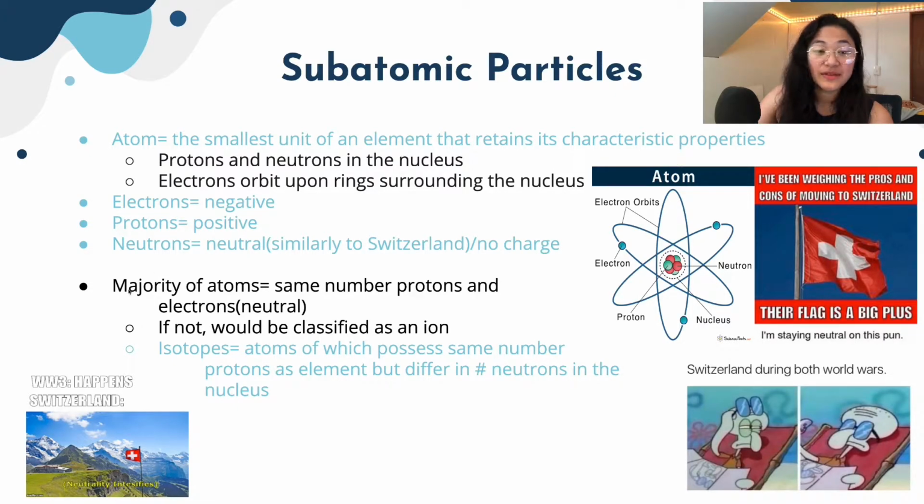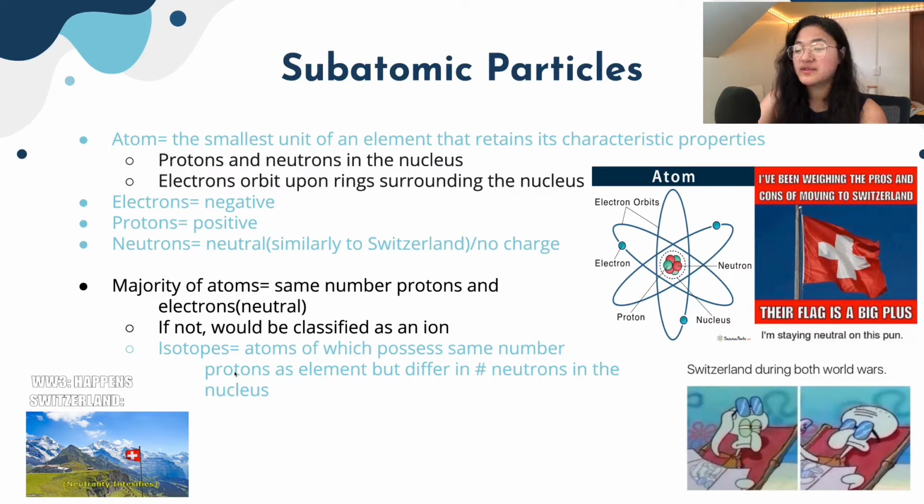The majority of atoms have the same number of protons and electrons, and are therefore neutral. If they weren't neutral, they would be classified as an ion, not an atom. So atoms, the vast majority, are neutral, and therefore they have the same amount of protons and electrons.